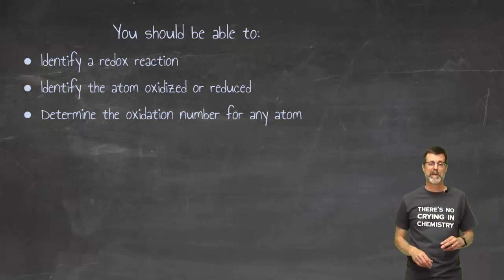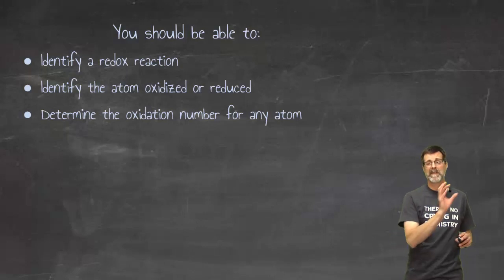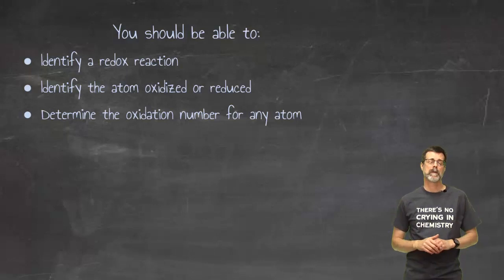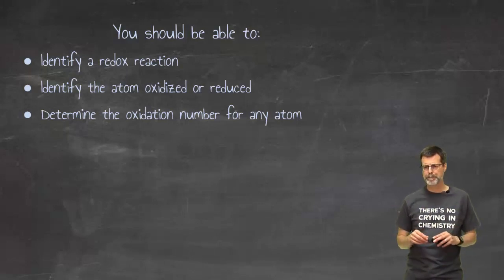It depends on what I edit. But these are the things we should be able to do at this point. I should be able to identify whether or not something has been a redox reaction. Biggest clue is an element on one side and a product in a compound on the other side. Doesn't matter which side is which, but as soon as I see that has happened, it is automatically going to be a redox reaction. After that, I might have to look a little bit more carefully, identify what's been oxidized, what's been reduced, and figure out oxidation numbers on some things.